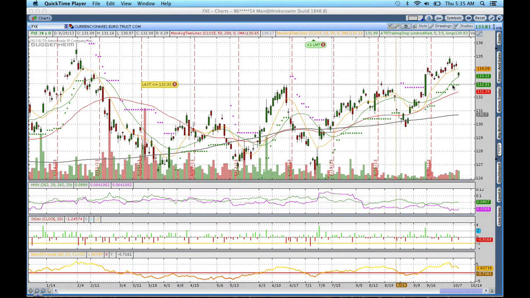And this is my stop level, this 132.91. And you can see I have an alert here in my software to alert me if price gets down there. And I like to enter these vertical spreads on pullbacks. And yesterday we got this little shakedown and the risk reward was really good, so I threw on a trade.